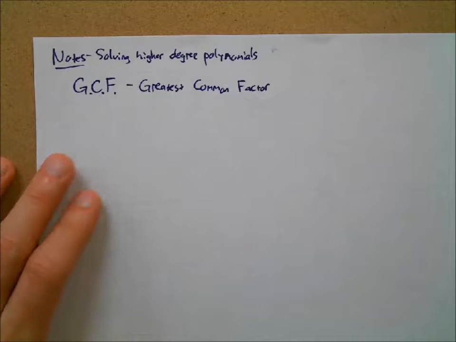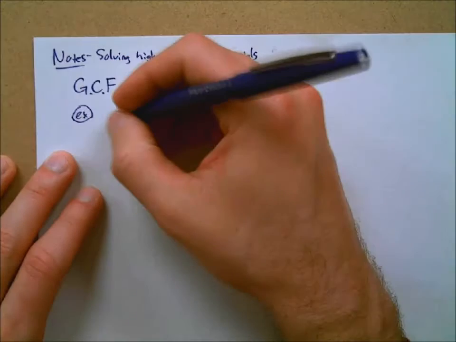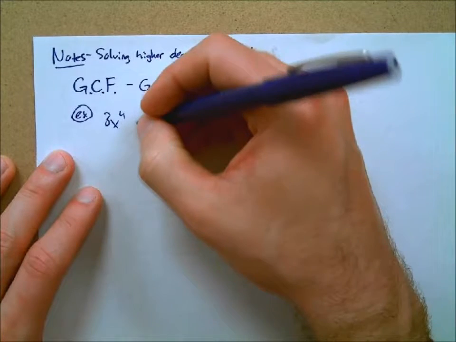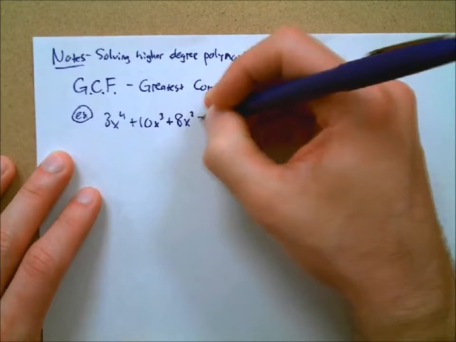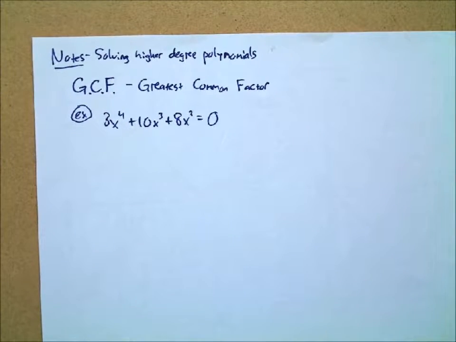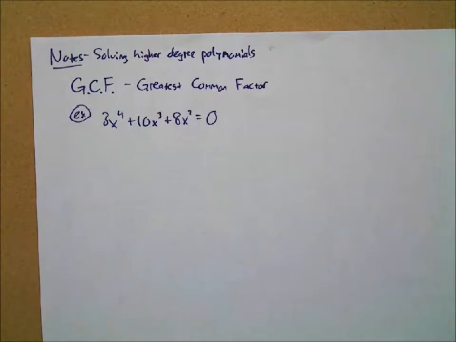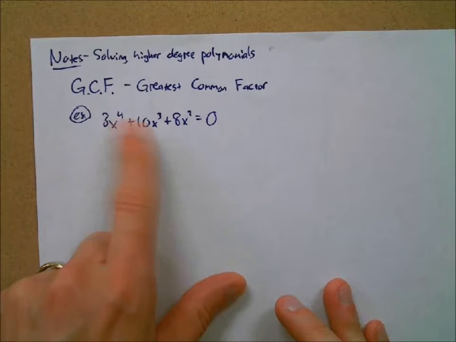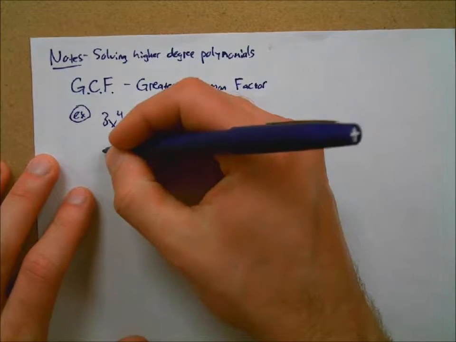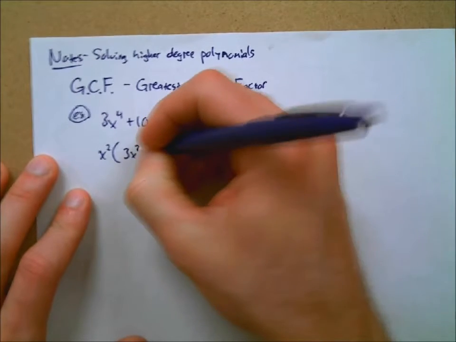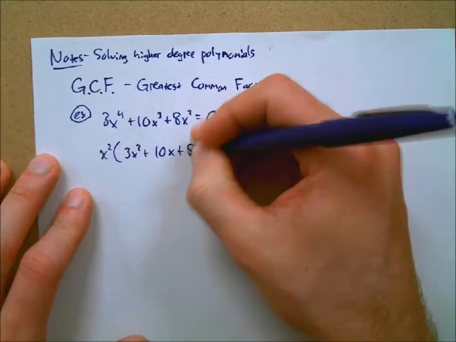All right, so here's a quick example of that. Let's say we've got 3x to the 4th plus 10x to the 3rd plus 8x squared equals 0. So what is the greatest term here that divides all three of these terms? X squared. Yeah, okay. The coefficients 3, 10, and 8 don't have any common factors, but we do with the variables. So we'll factor out an x squared, and we're left with 3x squared plus 10x plus 8 equals 0.